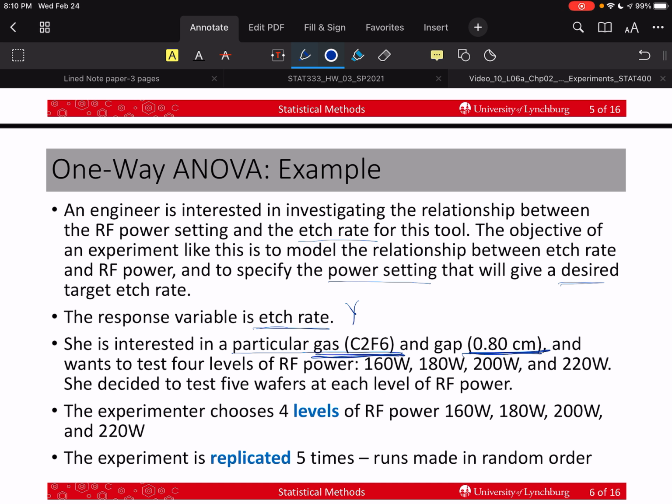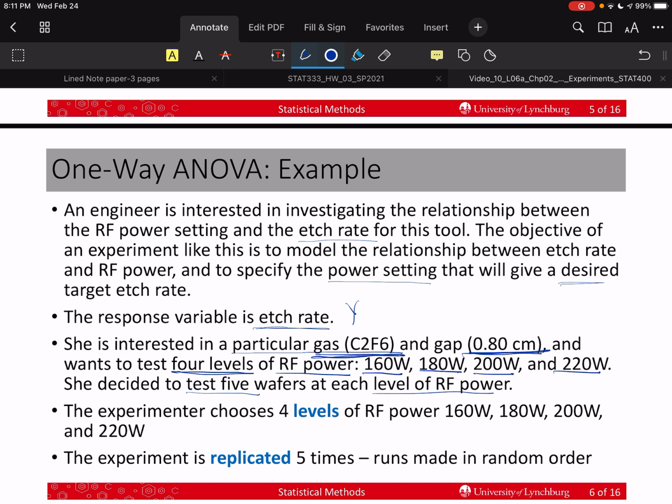And so what she wants to test are the 4 levels of the RF power. Now again, this is a continuous variable, but we're breaking it up into just 4 settings. So these are either 4 equally spaced settings across the range of the power, or they're presets, or power levels that have been used in the past based on maybe other factors like the different gas, the different gap, etc. And she wants to test 5 wafers at each level of the RF power.